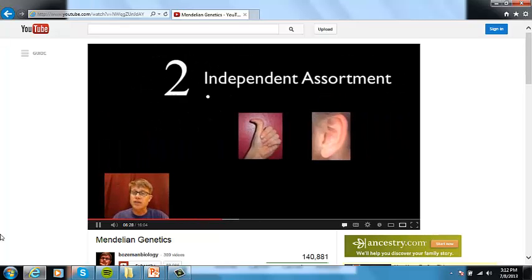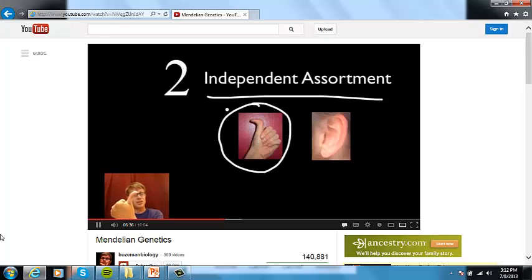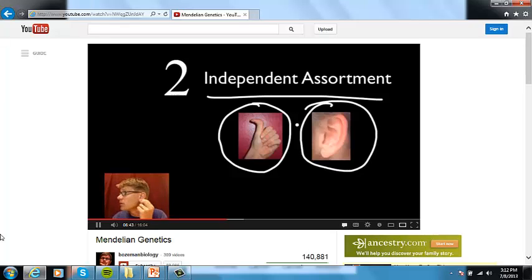The next one is the law of independent assortment. The law of independent assortment says that the gene that causes, for example, hitchhiker's thumb, which is where your thumb actually bends back, and the gene that causes an attached earlobe, so right here I've got a free earlobe, those two traits don't affect each other. In other words, they sort independently. And so we can work problems without mixing these two together. They're not going to influence one another.